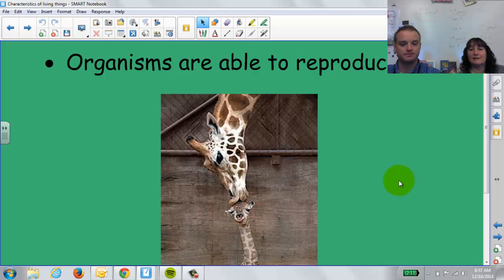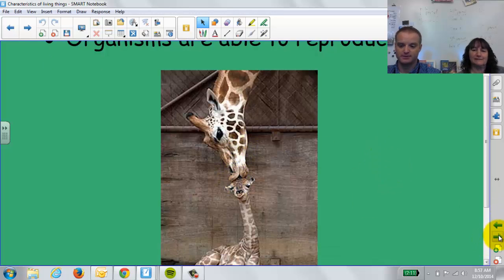Then organisms are able to reproduce, so you can get more organisms. So there's the baby giraffe, cute little giraffe getting a kiss.